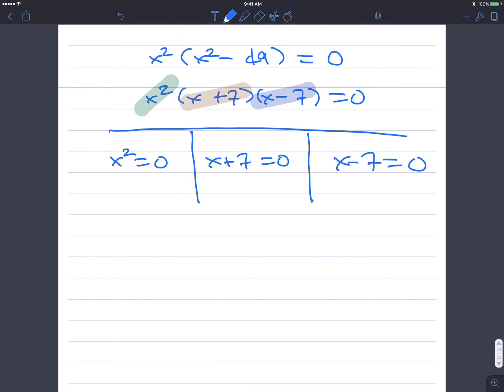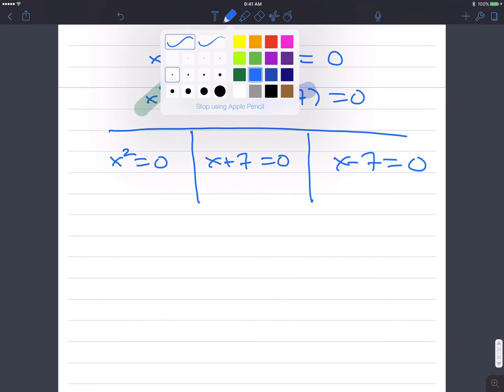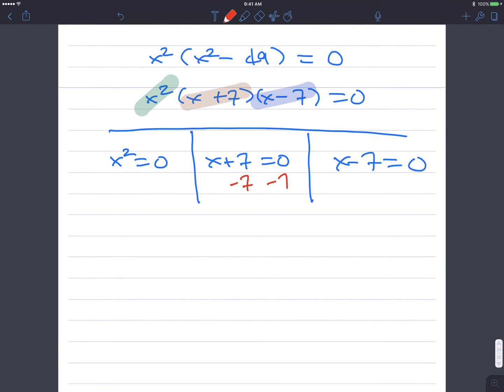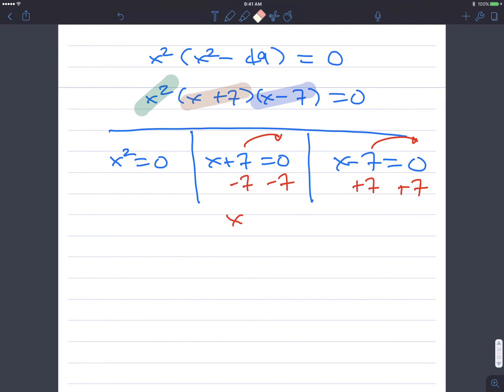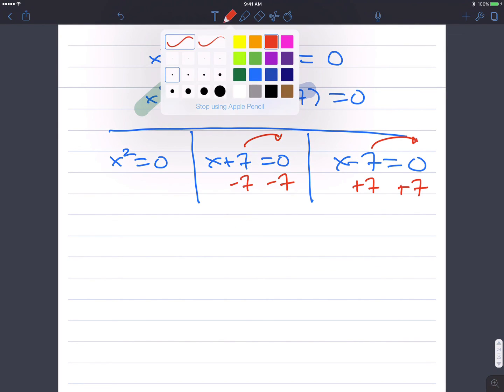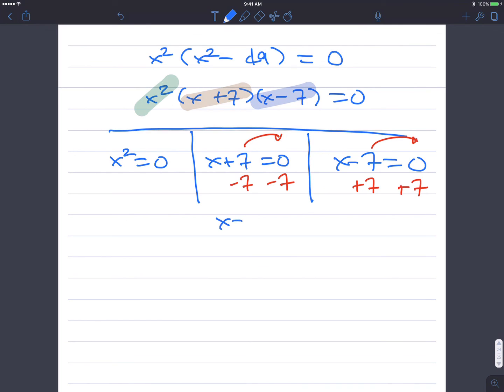How do we solve these for x? Let me try the second one here. Subtract your 7 from both sides. For these last two, x is going to be -7, and x is going to be what here? Positive 7. All right, you guys okay with that?